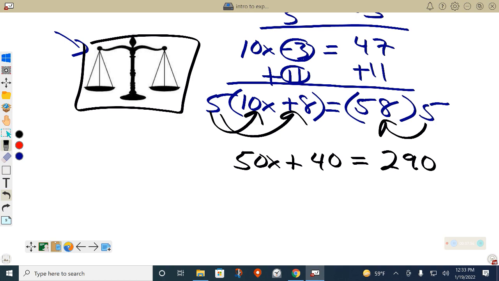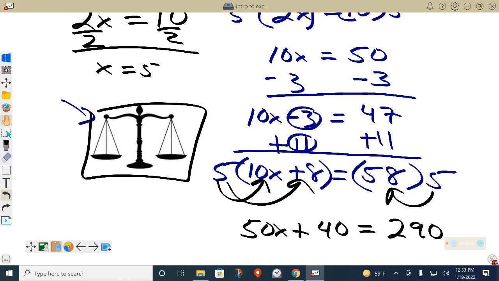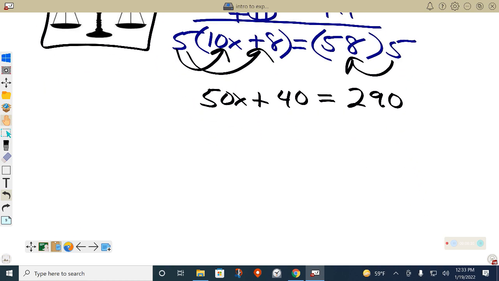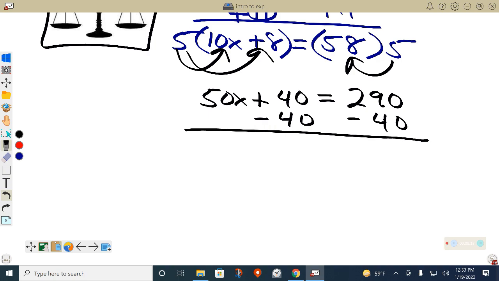What I'm going to do now is I'm tired of adding and subtracting and multiplying your favorite numbers. I'm just going to solve for x. And guess what? It's still going to be 5, because I'm going to do everything to both sides of the equation. 50x plus 40 equals 290. I'm going to subtract 40 from both sides. Look, I'm doing it to both sides. 290 minus 40 is 250.